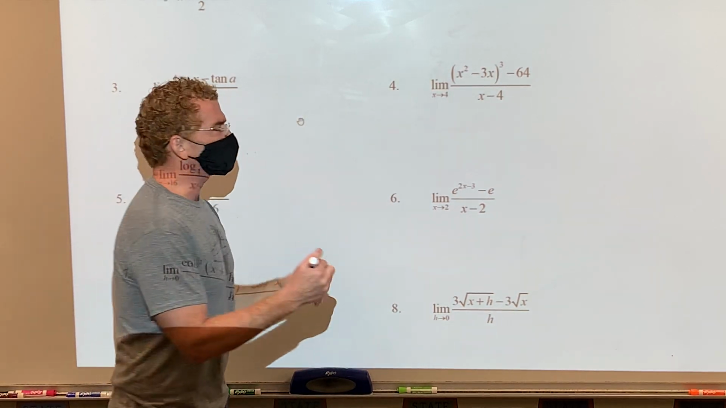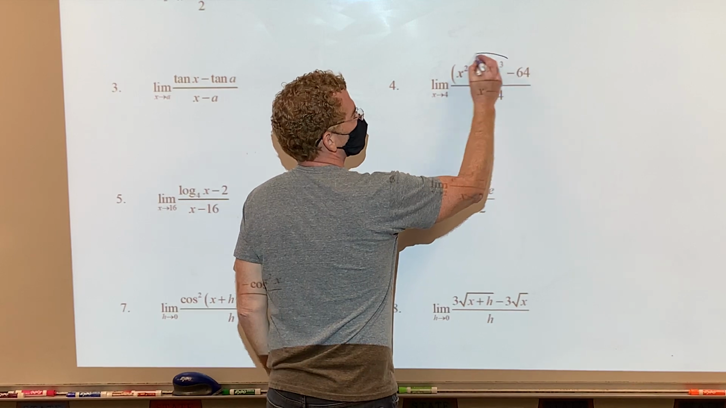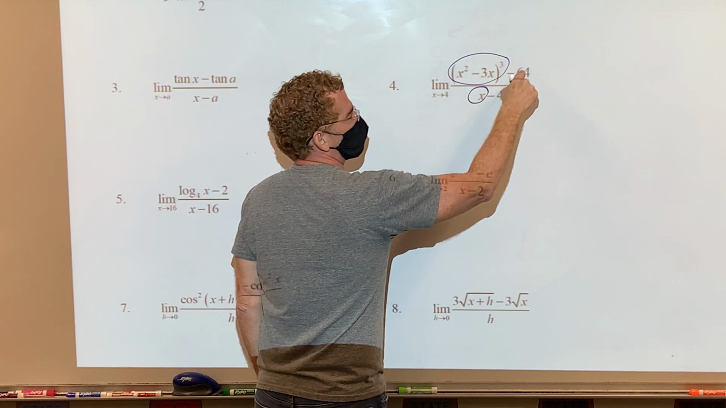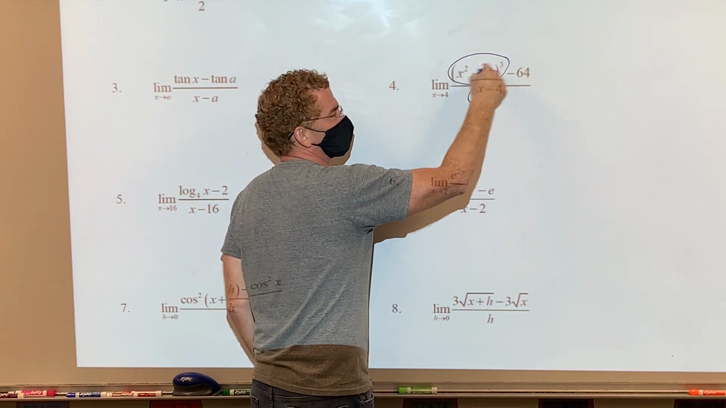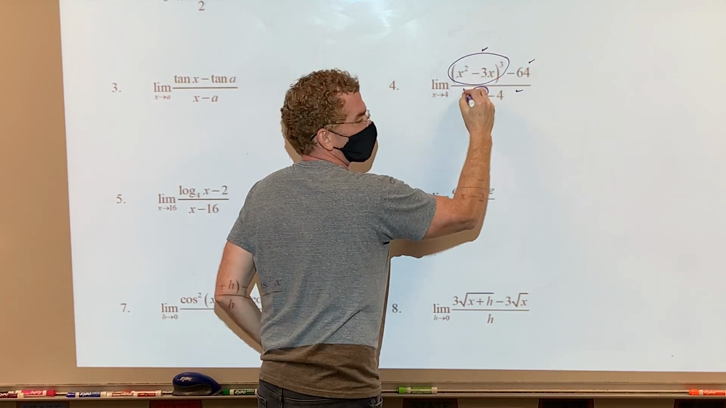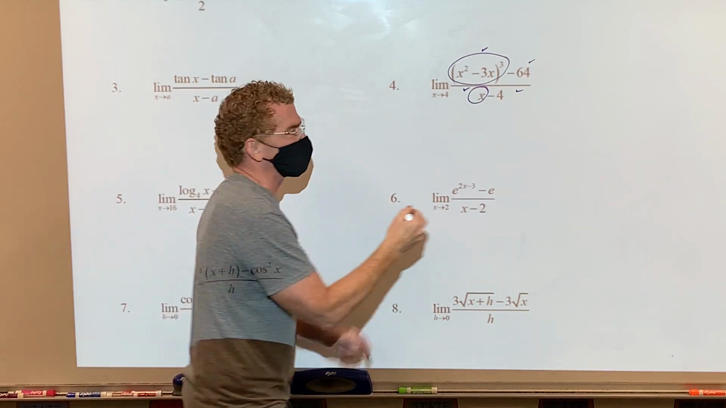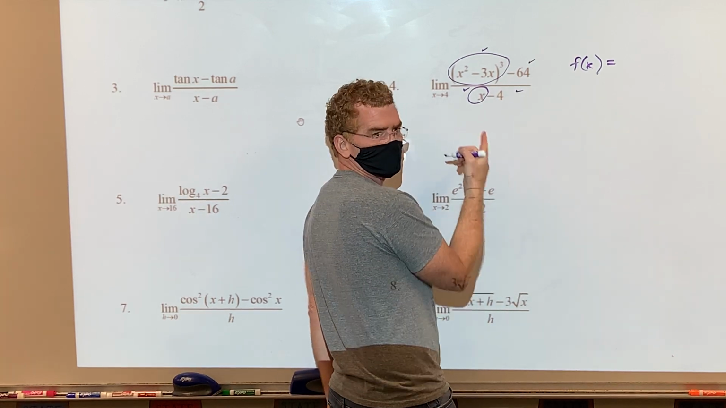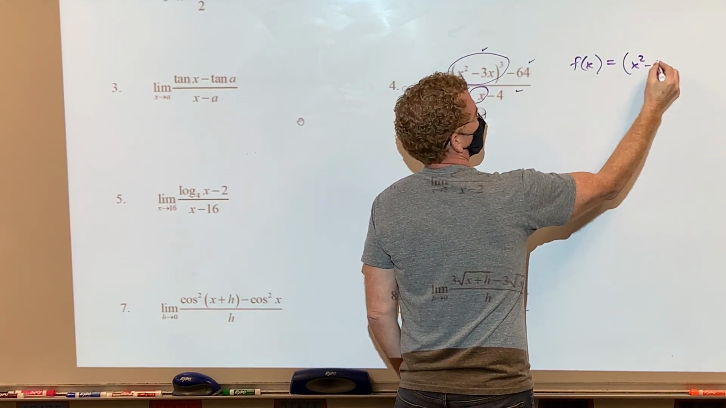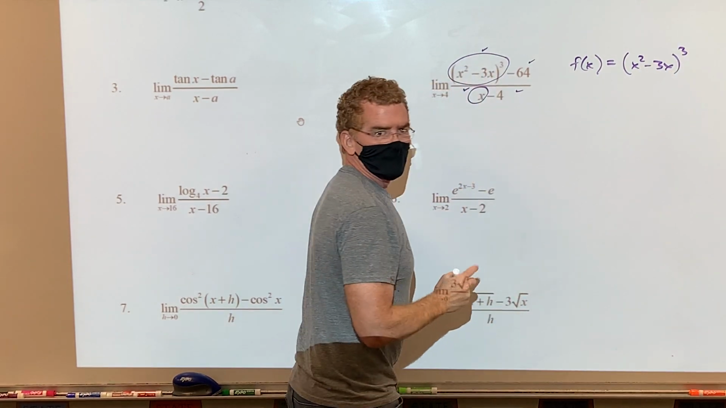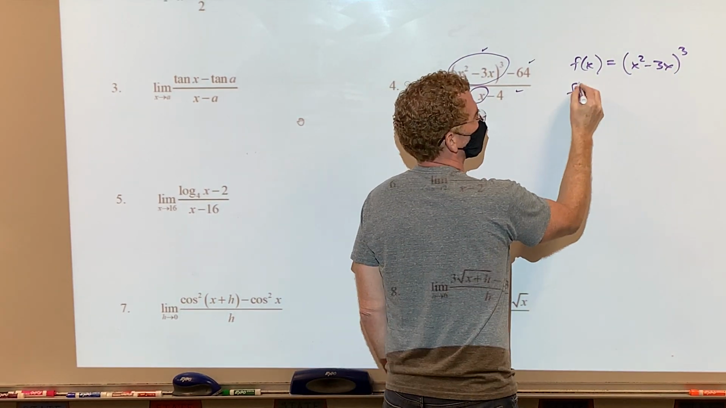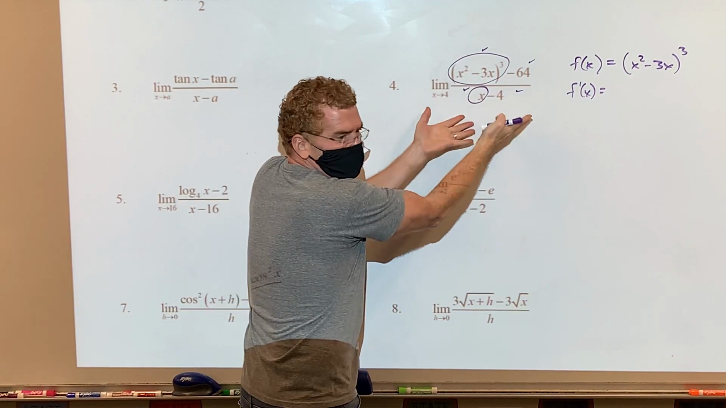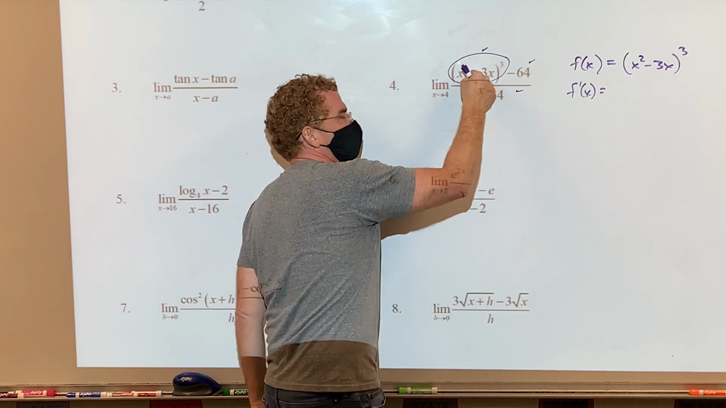But if you look at this and go, wait, if this is my function and that's my x, there's my a value, and that is what I get when I plug 4 in here, all the boxes were checked, right? So if the function is, what's the function? x squared minus 3 to the third. So if that's the function, what would the derivative be? And if you're asking yourself, why are you taking the derivative? Because that's what this means. This means the derivative of that function.